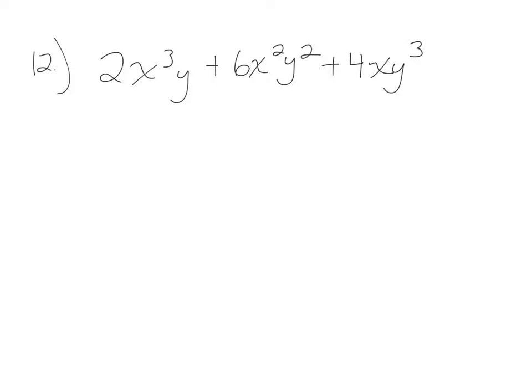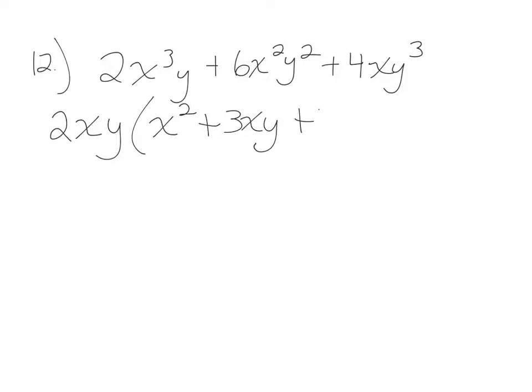Okay, so for this question, the first thing you're going to do is pull out the GCF, right? So they all have a 2 in common, they all have one x in common, and they all have one y in common. So then when you pull out your 2xy, you're left with x squared plus 3xy plus 2y squared.